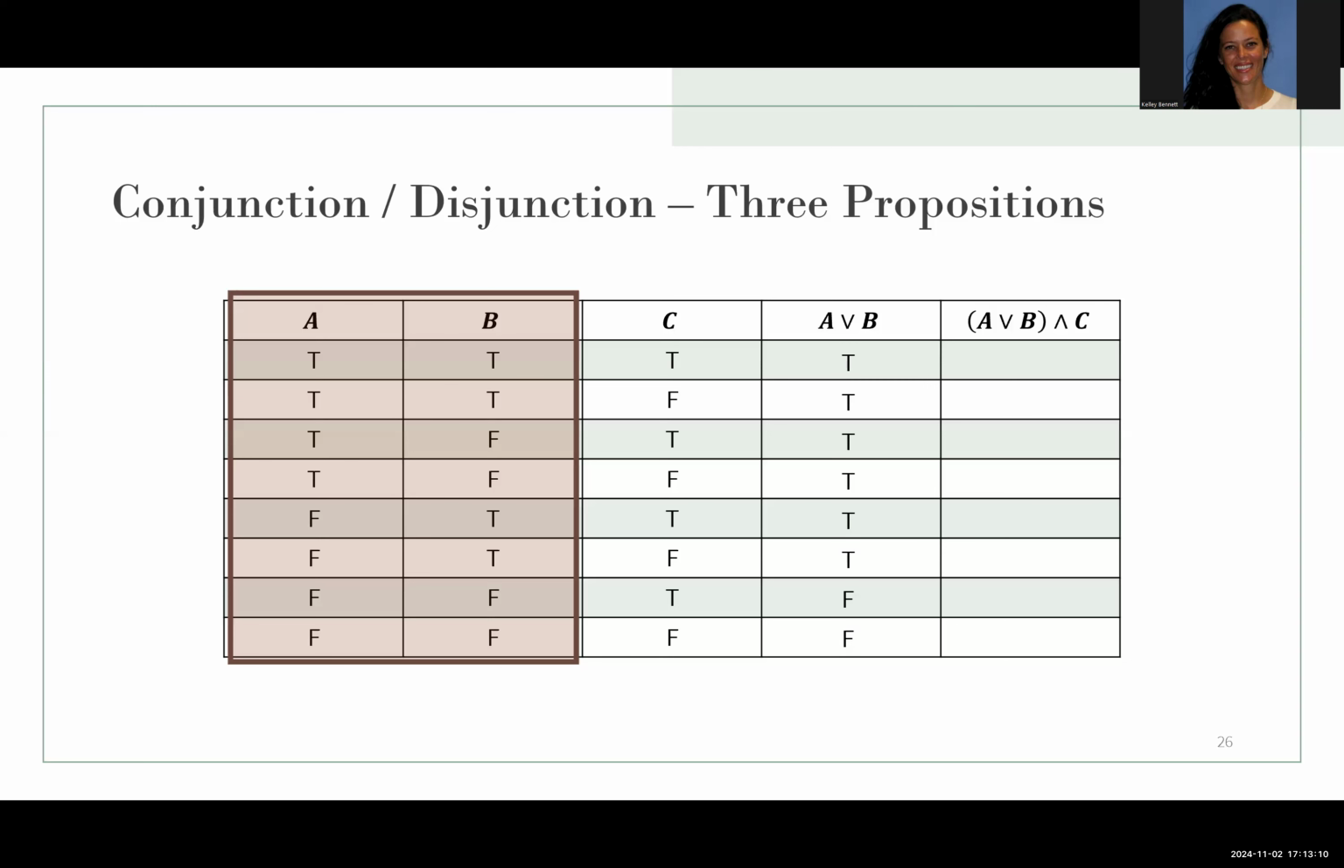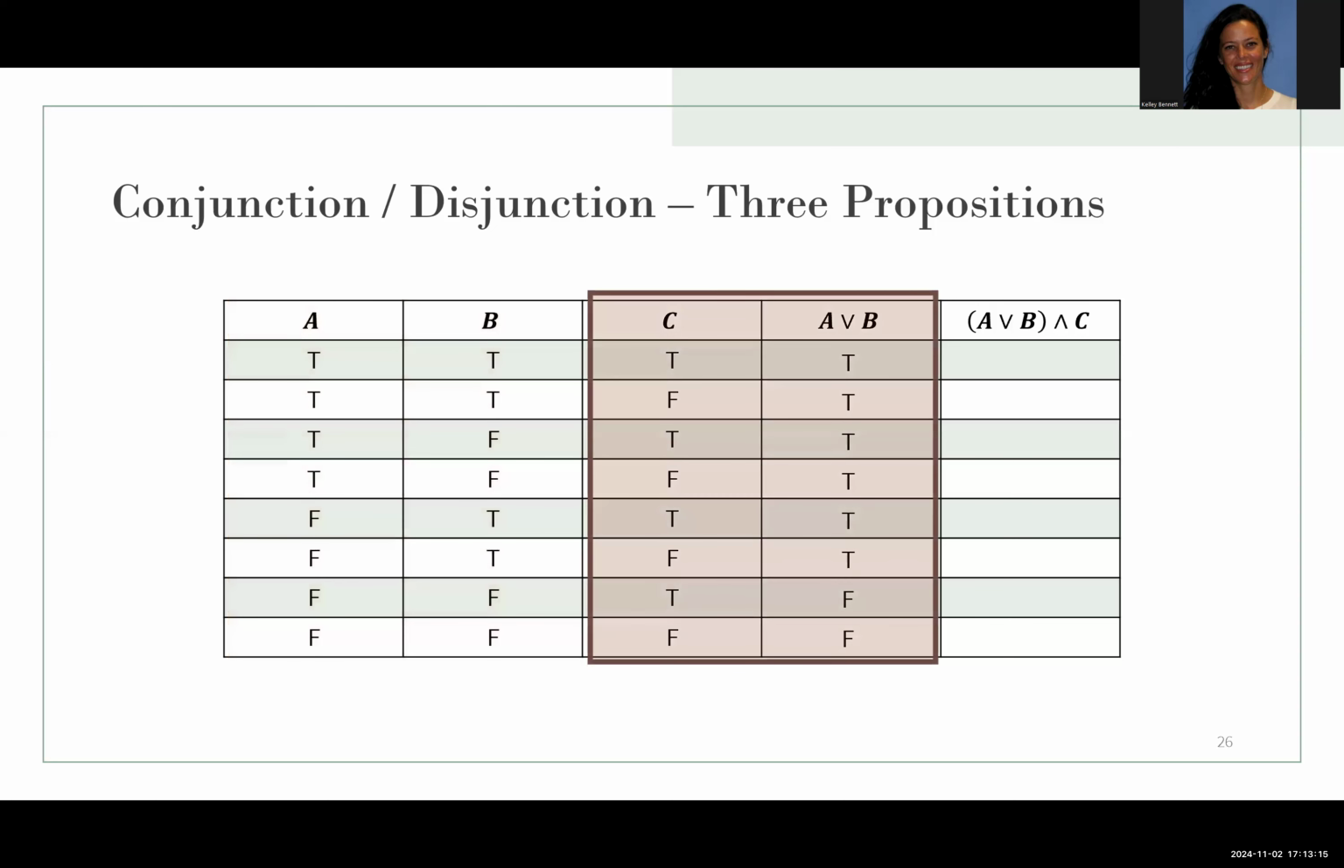Now that I have A or B filled out, I can go ahead and address the final statement. That's comparing the disjunction A or B to C. And the comparison is going to be through the lens of a conjunction, meaning I need a true in both columns. So in the first row, C is true, and the disjunction A or B is true. So that's going to be true for my conjunction here.